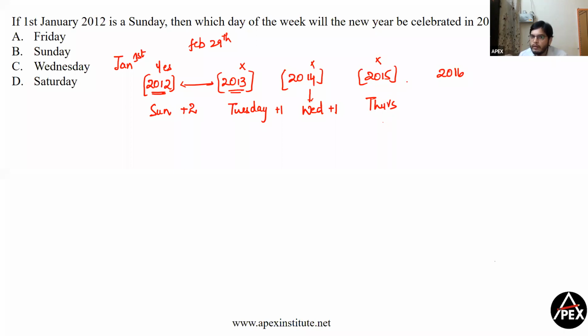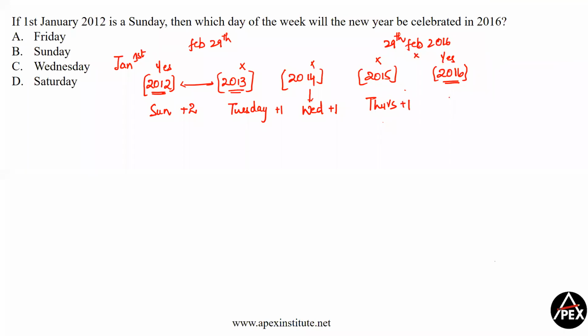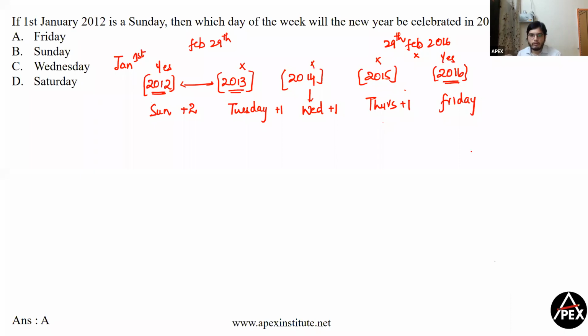So 2015 is Thursday, 2016 a leap year. So how many odd days do we have between 2015 and 2016? One. Because 2016 is a leap year, but do we have Feb 29th, 2016? No, we do not have this. So only 1. So the answer for this question should be Friday. Clear, guys? Any doubts? Quick responses.